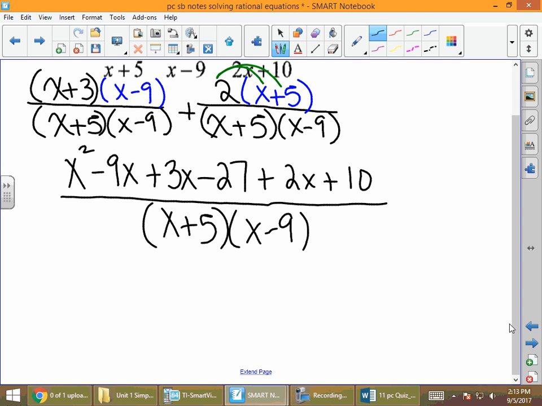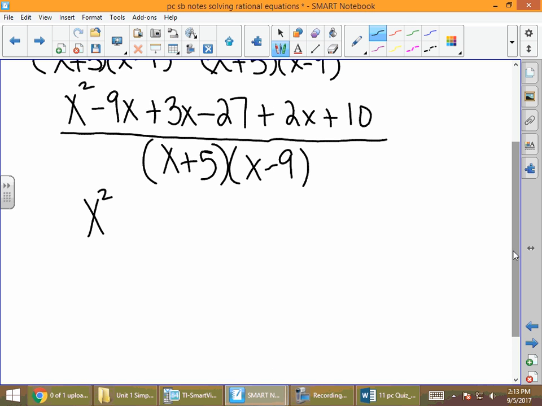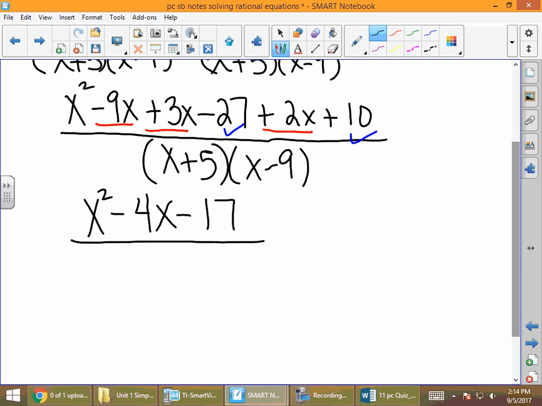Let's combine my terms. We've got x squared. And then we've got negative 9x plus 3x plus 2x, which is negative 4x. We have negative 27 plus 10, which is negative 17, all over x plus 5 times x minus 9. And all that we've done so far is we've combined. We've added together the left side of the equation.